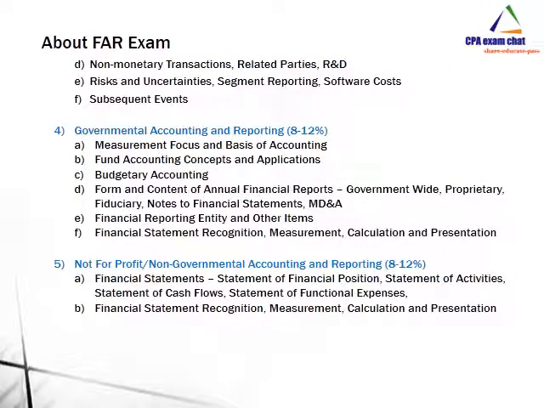Slide number 9, the last two parts of the FAR exam, you have governmental accounting and reporting, as well as not-for-profit and non-governmental accounting and financial reporting. Both of these areas of the FAR exam are about 8 to 12%.